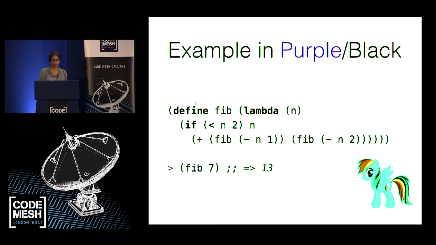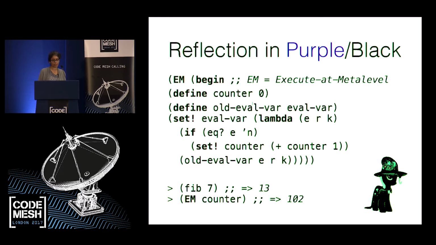Here, if you look, this is a valid Scheme program. It's just computing Fibonacci. At the user level, I can just evaluate this program and run it, like run Fibonacci of 7 and get 13. That's good. Now, one thing that I can do in both Purple and Black is some reflection. And this is a fun way to think about these towers of interpreters.